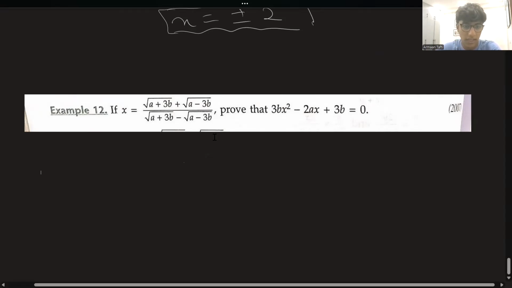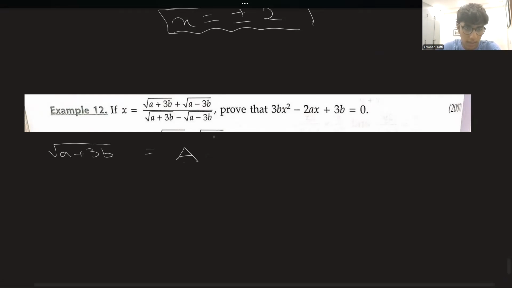Okay, so once again, first thing when you see a question of proportion, think, okay, how can I apply C and D? And in this question, just apply C and D as usual. Okay, so you have X. Let me just write this one expression once down. Okay, I'm just going to be considering root a plus 3b as capital A and root a minus 3b as capital B for the purpose of just simplifying everything once.